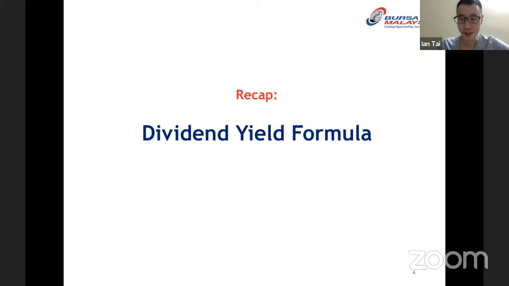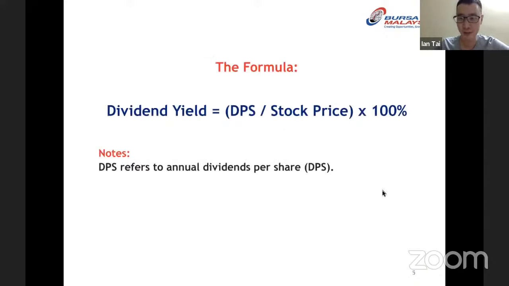I would like to start off by doing a recap on the dividend yield formula. As you can see on the screen, the dividend yield formula is quite simple. We take the dividends per share. DPS stands for dividends per share, but typically it refers to the annual dividends per share, which means dividends per share on an annual basis. We divide it by the stock price and multiply by 100%.